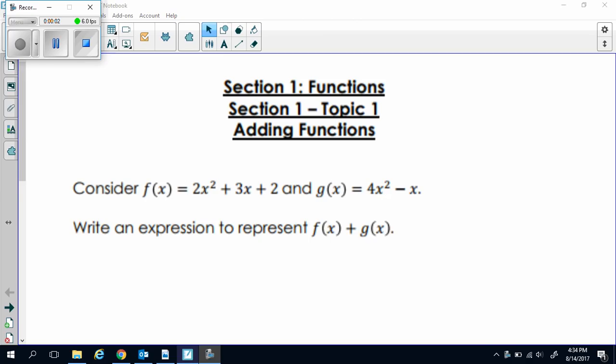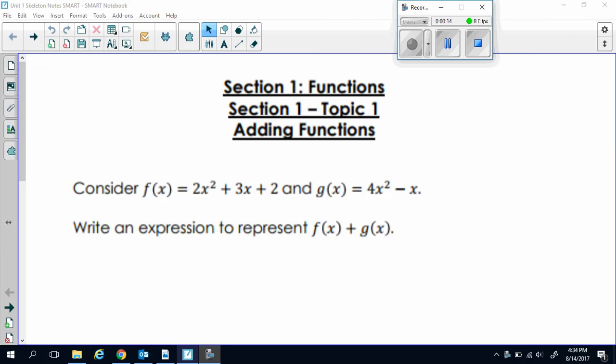All right, so today we're going to talk about adding functions. And so functions, polynomial functions, is basically anything that has letters, numbers, anything along those lines. You should have learned that in Algebra 1. All right, so we got two functions here. It says consider f of x and g of x. And remember, f of x and g of x, they're just fancy terms of saying y.